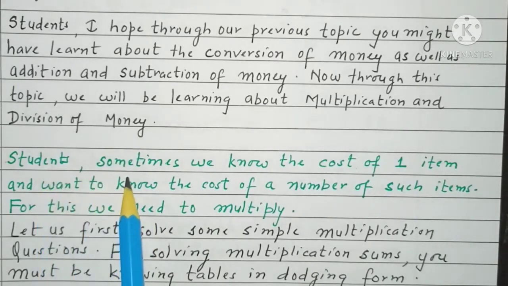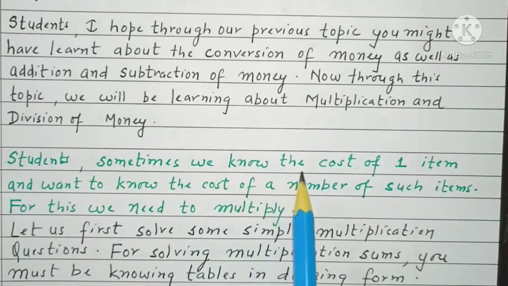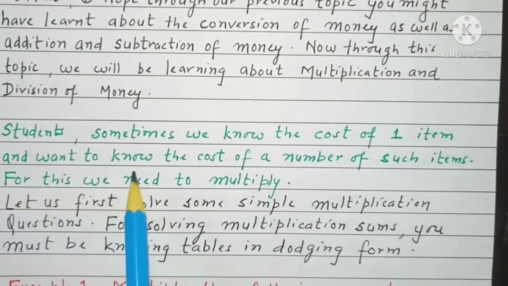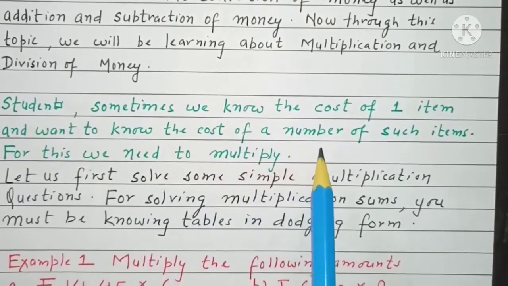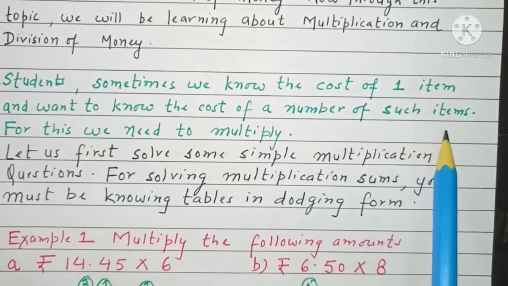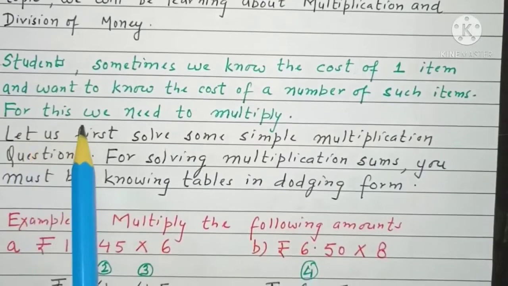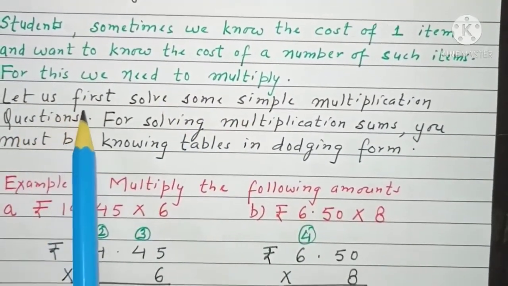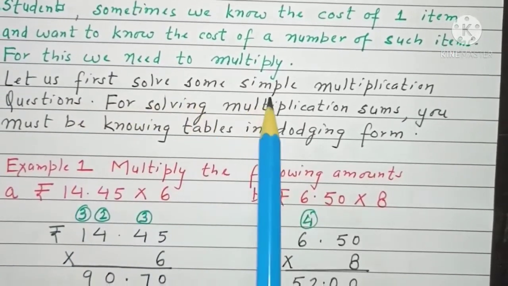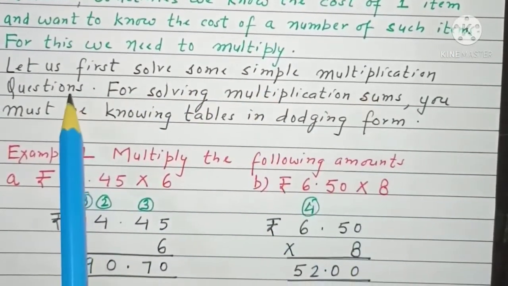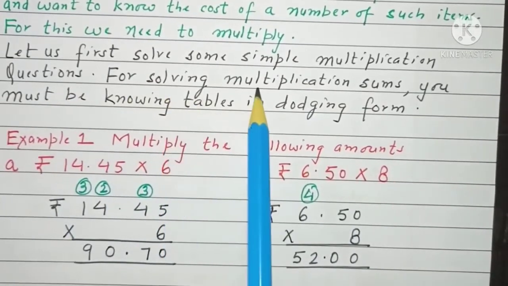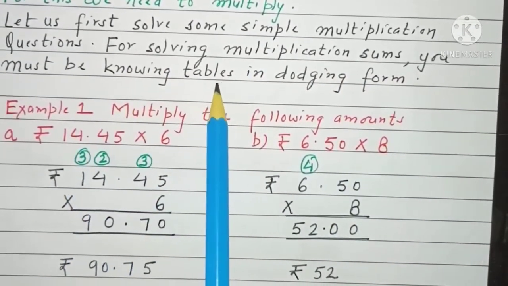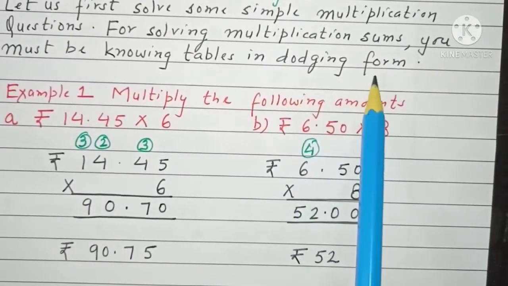Students, sometimes we know the cost of one item and want to know the cost of a number of such items. For this, we need to multiply. Let us first solve some simple multiplication questions. For solving multiplication sums, you must know tables in dodging form.